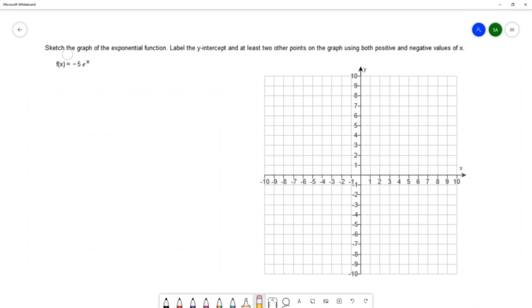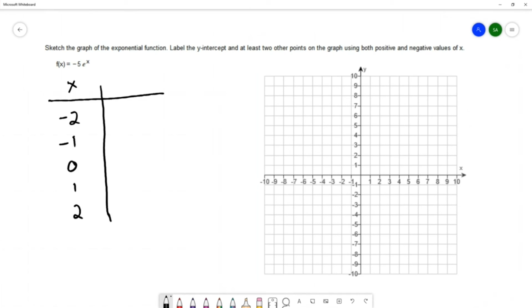On this question, we want to sketch the graph of the exponential function, label the y-intercept and at least 2 other points on the graph using both positive and negative values of x. So we're going to make a chart and sketch this graph by plotting points. I'm going to choose some values of x, and I'm going to go with my standard set of x's. That's -2, -1, 0, 1, and 2. And this satisfies what's being described here.